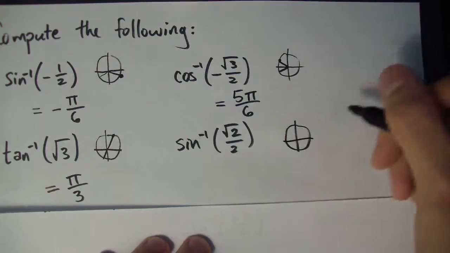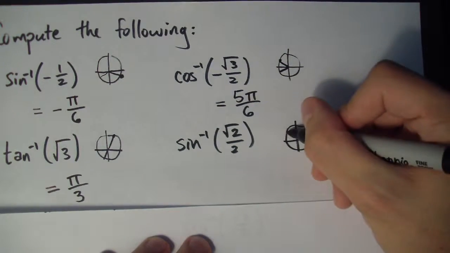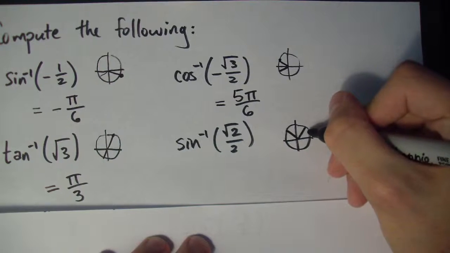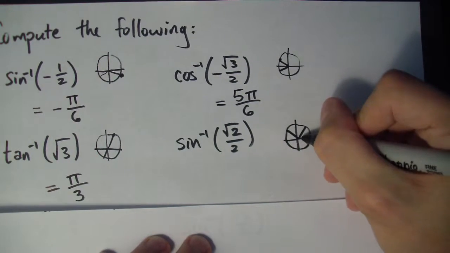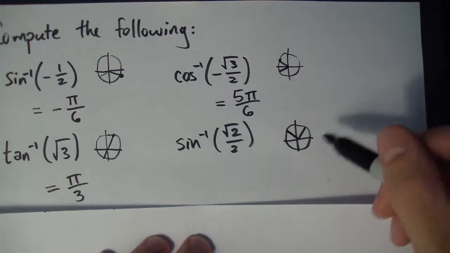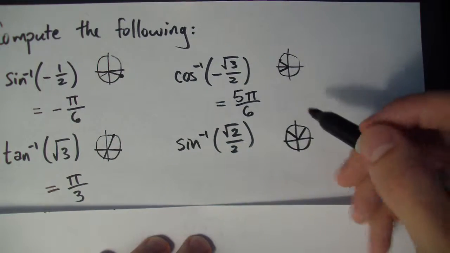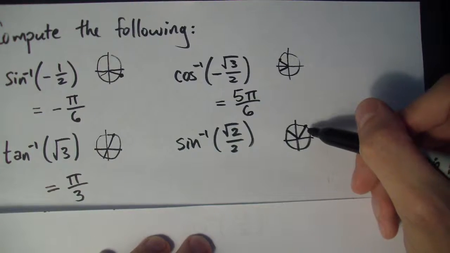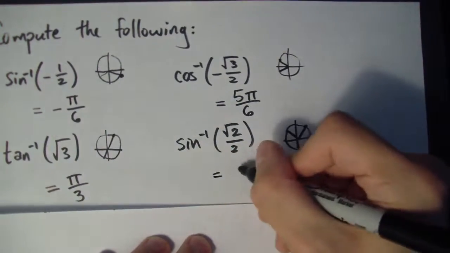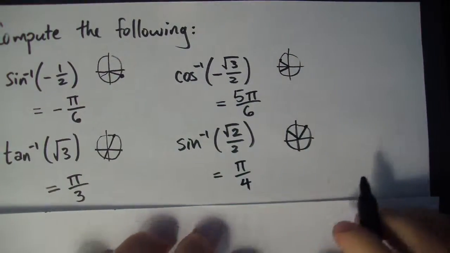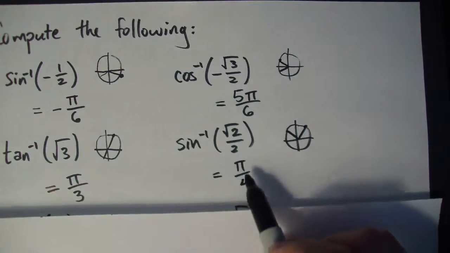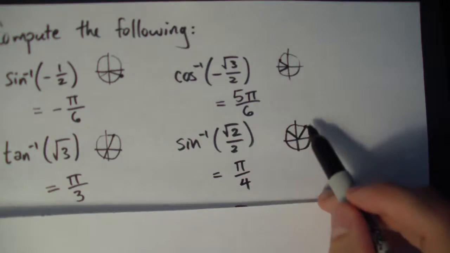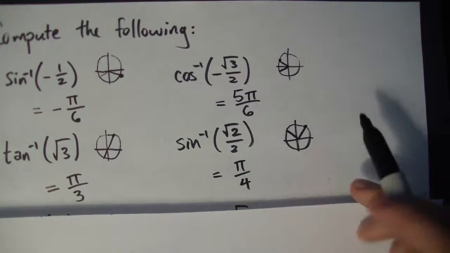And now what about inverse sine of the square root of 2 over 2? Well, sine is equal to the square root of 2 over 2 at these 45-degree or pi over 4 angles in the first and second quadrant. But because inverse sine has a range of minus pi over 2 to pi over 2, we want the one in the first quadrant. So we want pi over 4. That will be the angle which has a sine of the square root of 2 over 2 that's in that correct range.